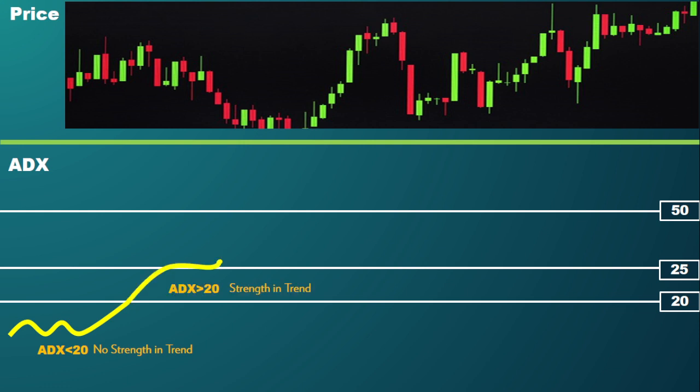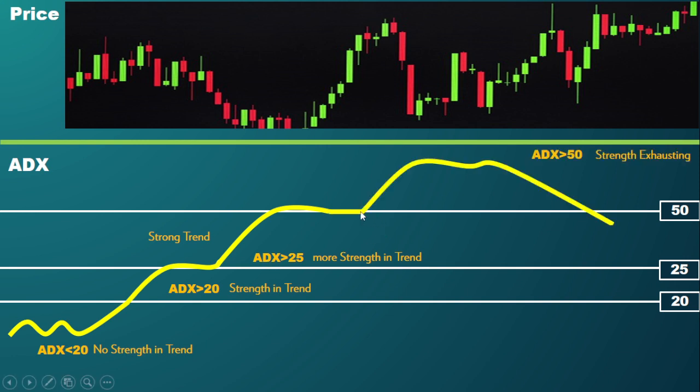Then what happens next? It goes above 20, it's greater than 20, which means it is creating strength. And at 25, it is now going to get more strength. So for example, it's greater than 25 and increasing, and it goes up toward 50, which means it's getting more strength in the trend. So you can see the trend is strong here.